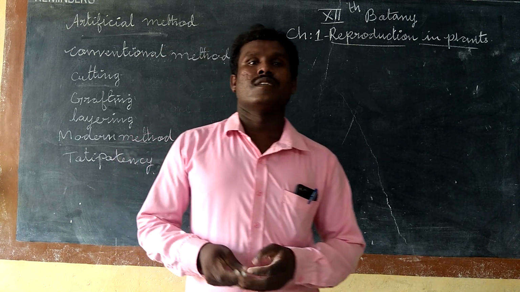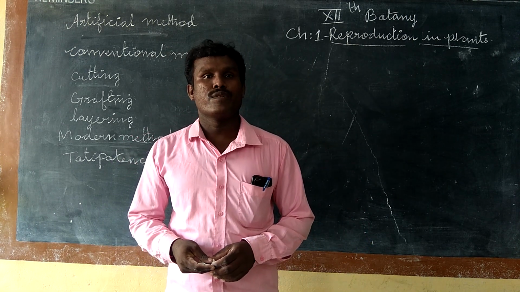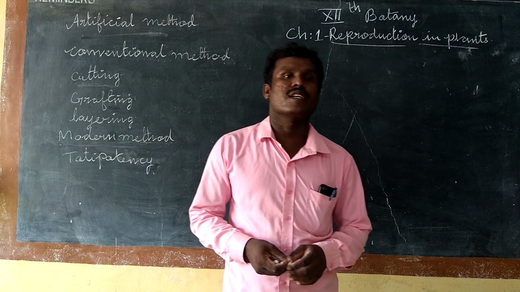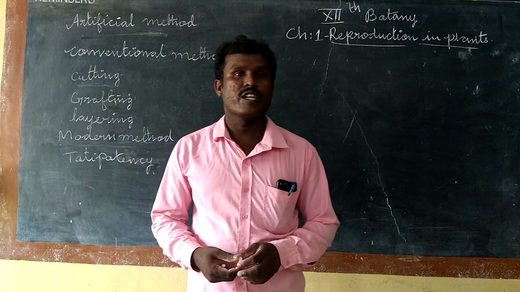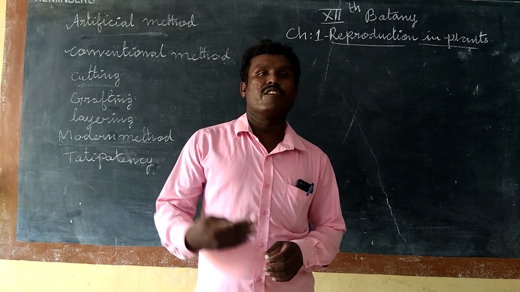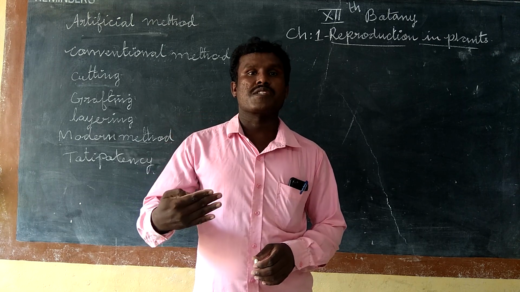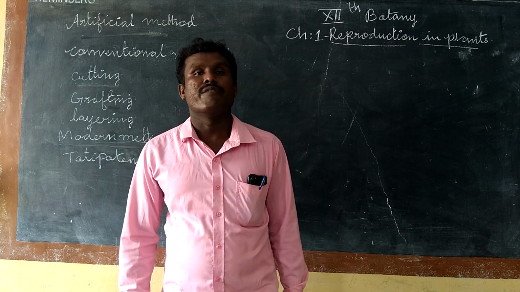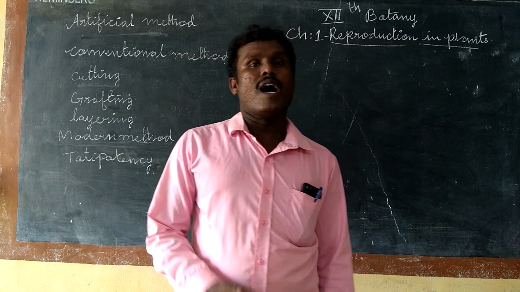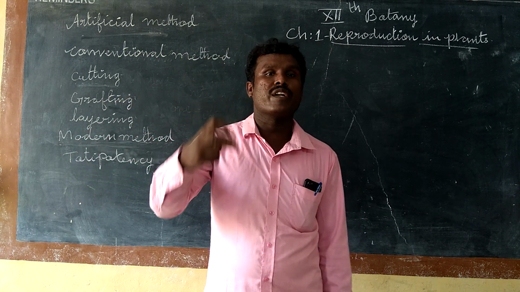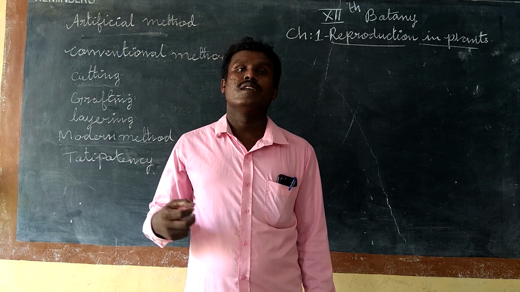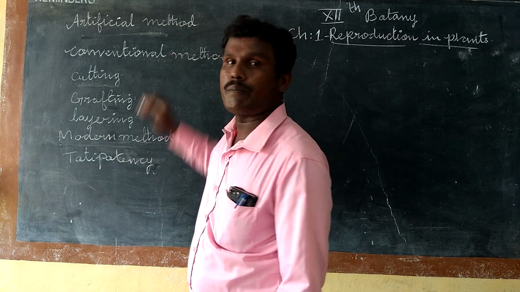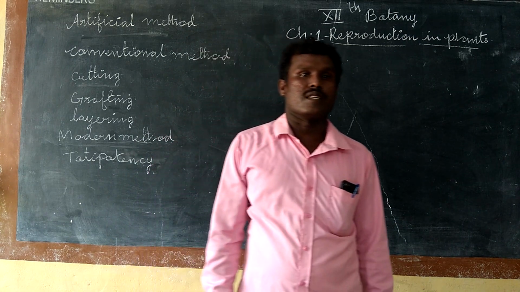Morning students. Last class we were discussing the importance of reproduction and asexual reproduction, in which different methods of asexual reproduction we studied. Then vegetative reproduction: vegetative reproduction in fruit, in stem, and in leaf, and the advantages and disadvantages of vegetative reproduction we studied. So in this class we are going to discuss the artificial method of vegetative propagation.